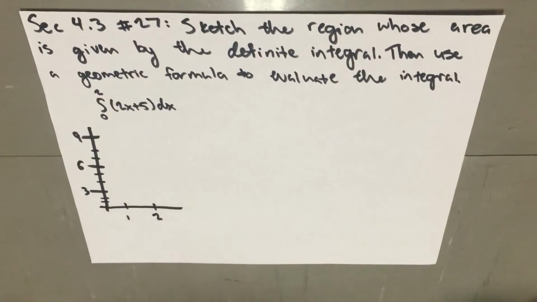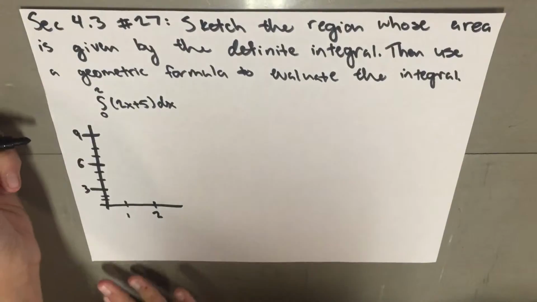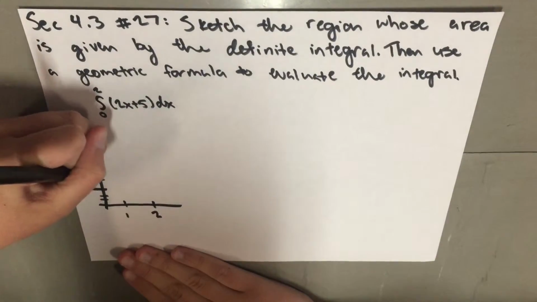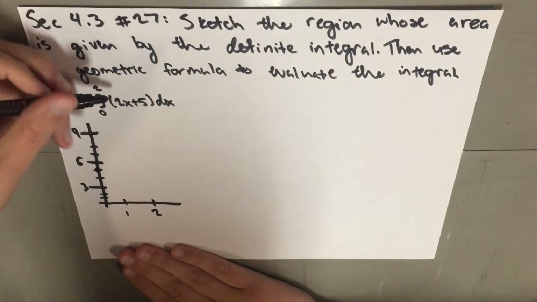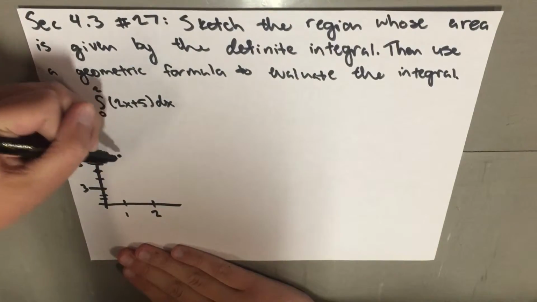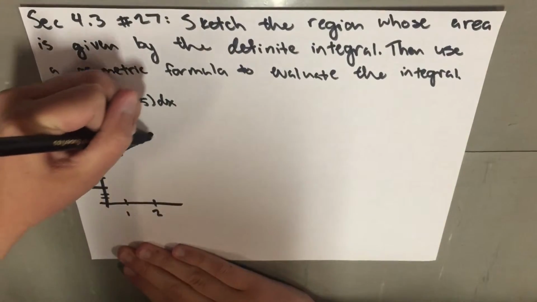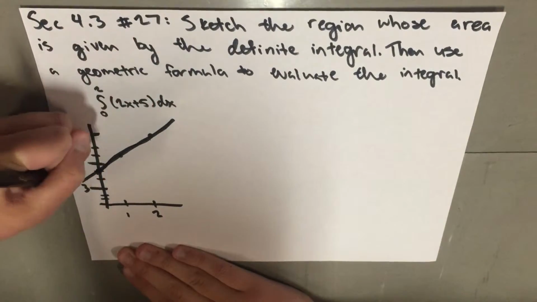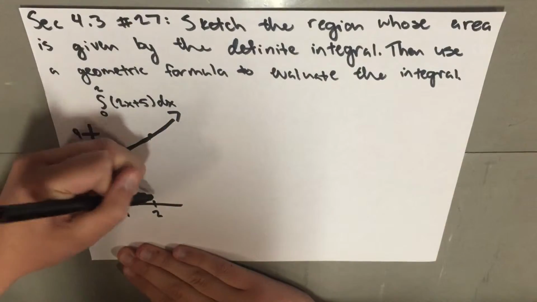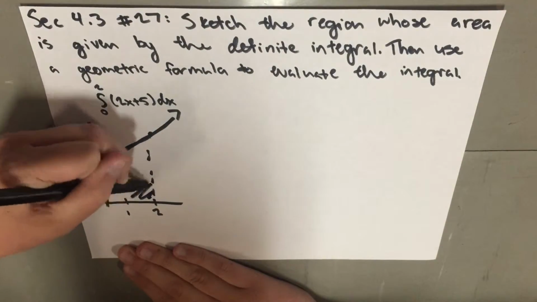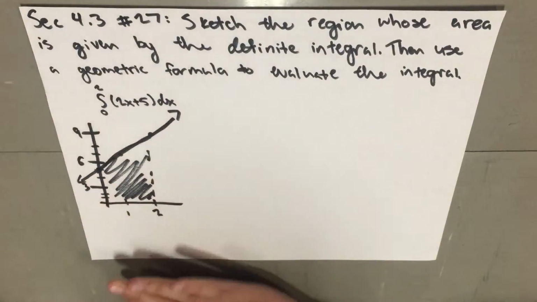And so let's graph this really quick. Our y-intercept will be 5. And our slope is 2x, so up 2 over 1, up 2 over 1. And there's our graph. And since it's from 0 to 2, our area will be this shaded in region right here.